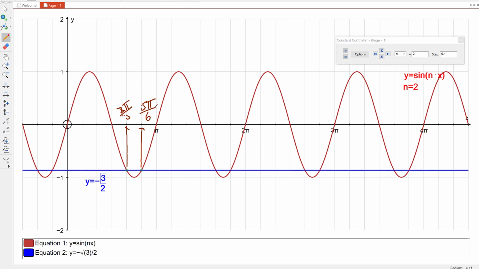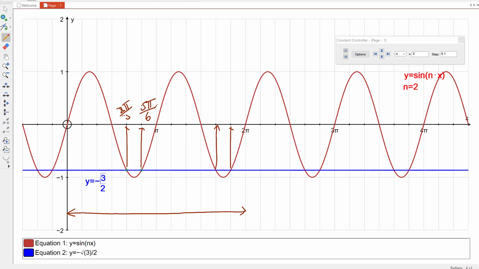Okay, so those 2 solutions are still correct, but the problem is we are looking for all solutions between 0 and 2 pi, and we've now got 2 additional solutions in this domain. So let's think about where they came from in that process.